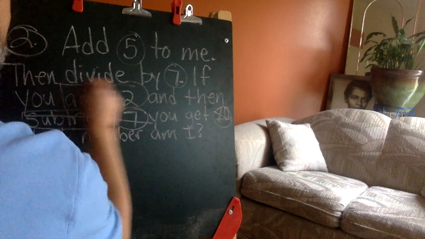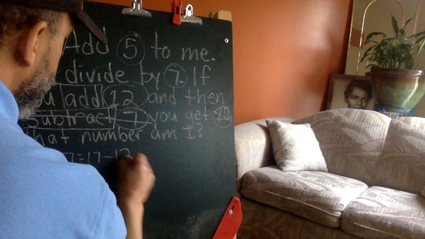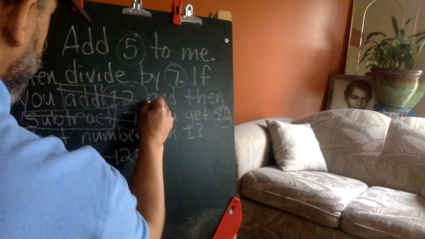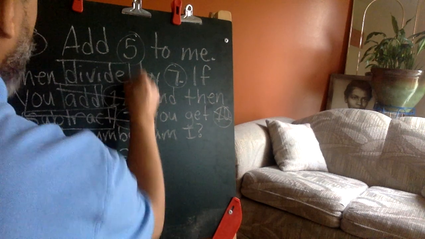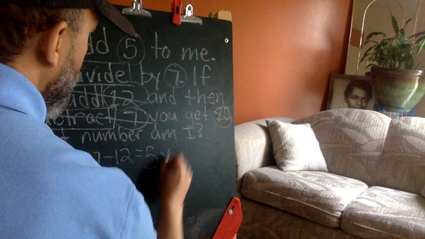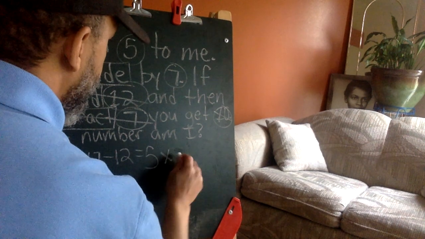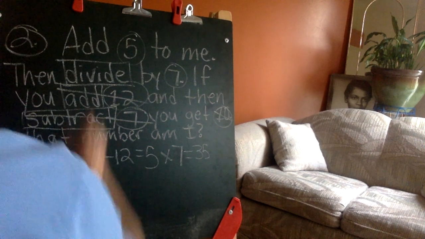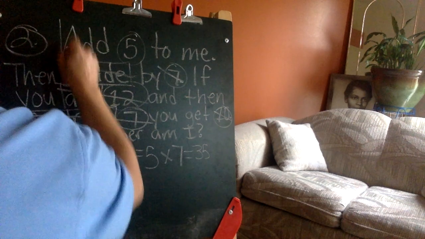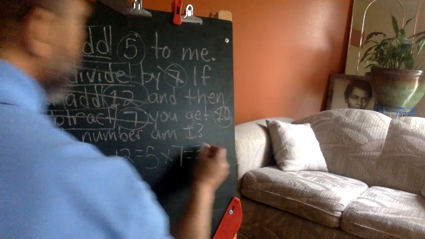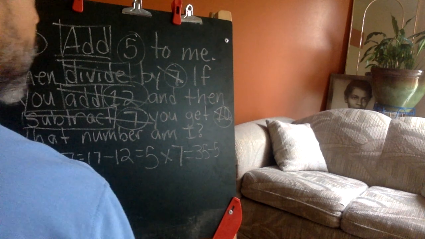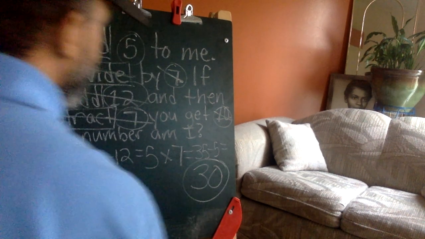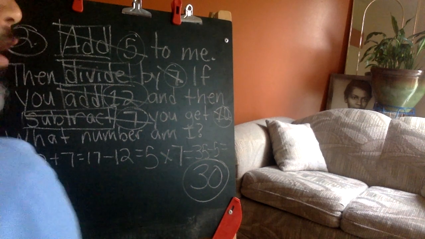I've used my answer. And then it says add 12. The inverse is subtract. 17 minus 12 equals 5. That is done. Then it says divide by 7. I'm going to multiply by 7 because that is the inverse of division. 5 times 7 is 35. Then it says add 5. My inverse to add is going to be to subtract 5. 35 minus 5 equals 30. That should have been your first and final answer.